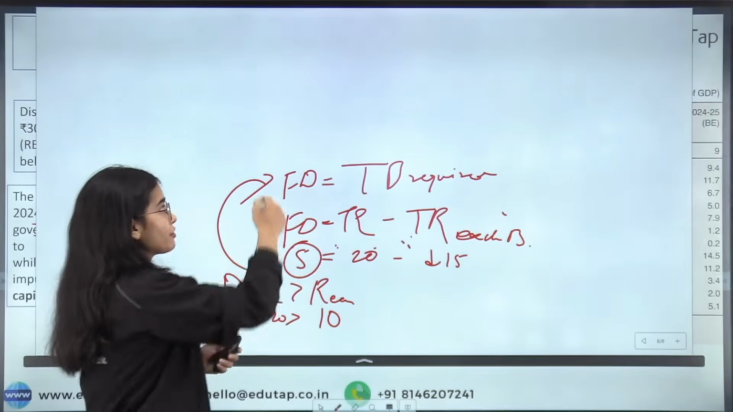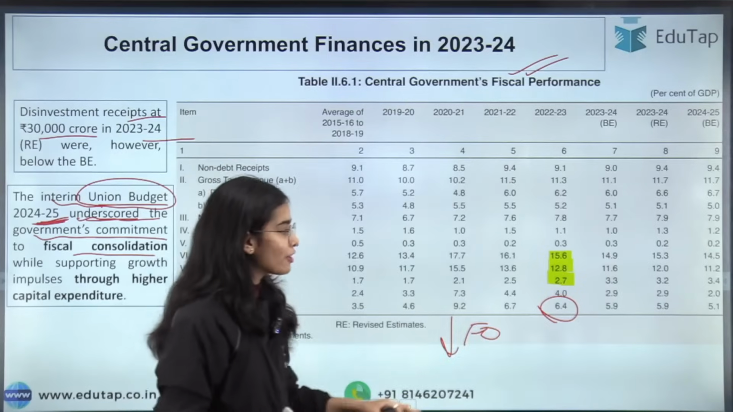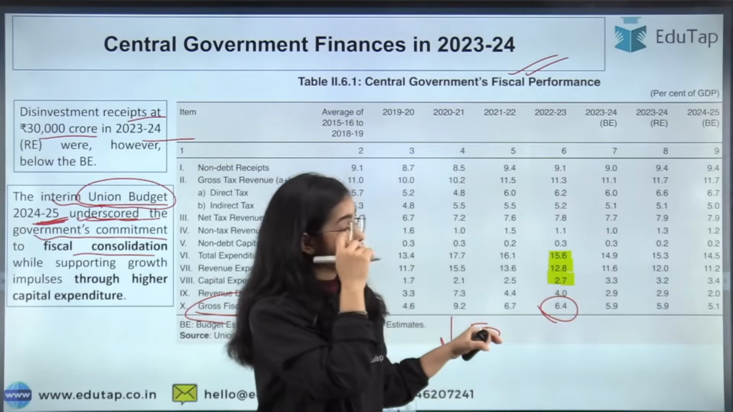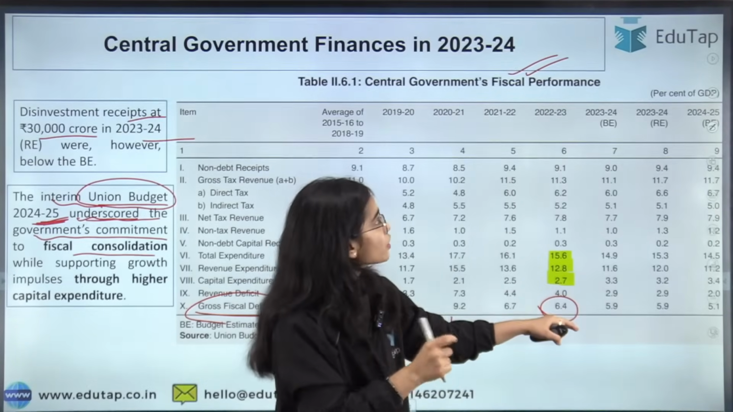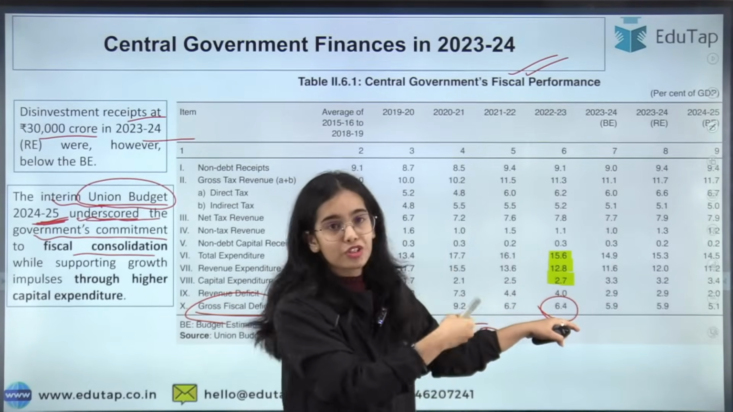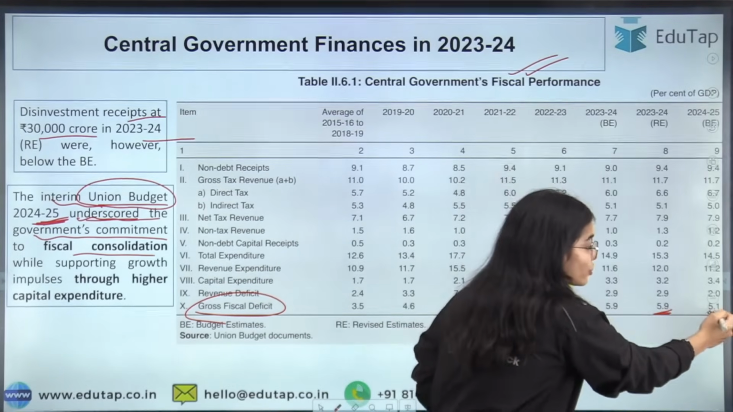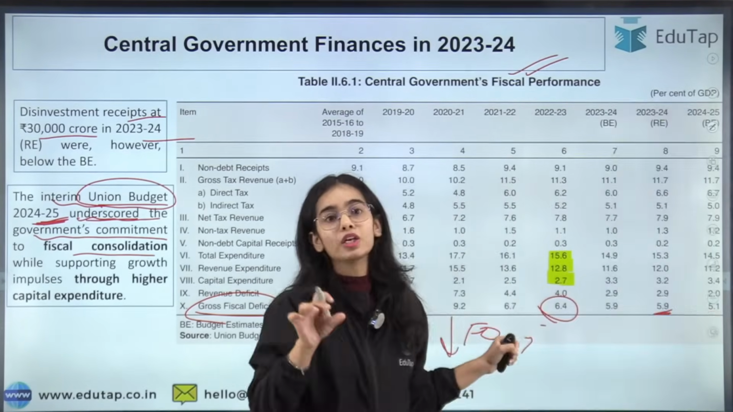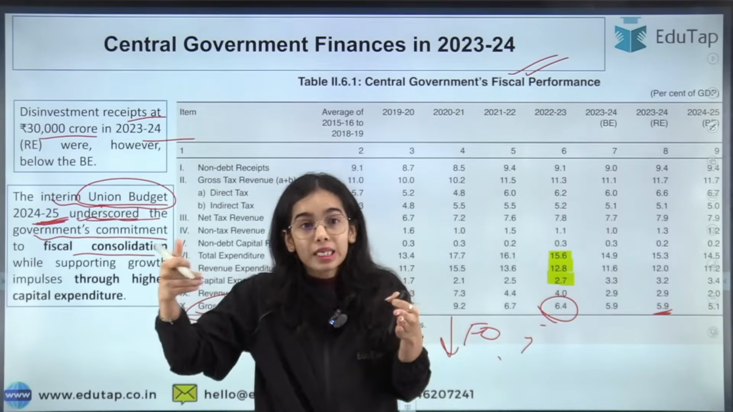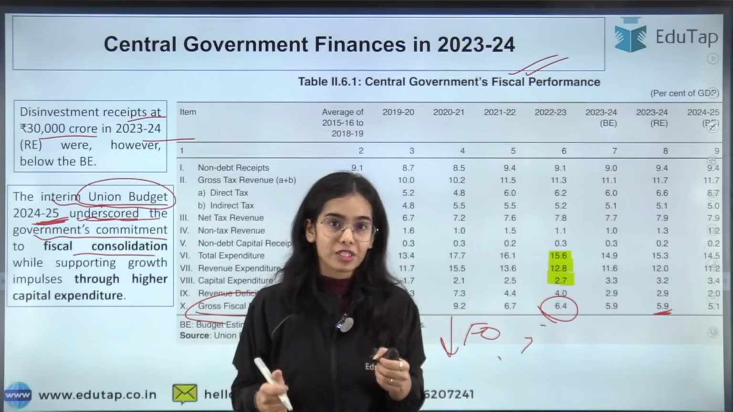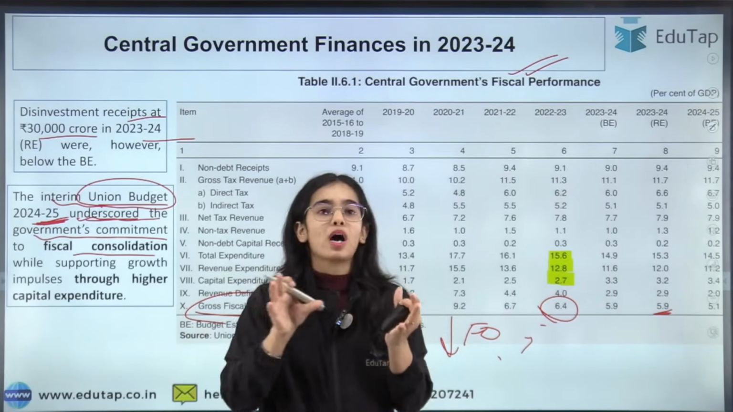So if the fiscal deficit is being reduced, the government has given the expectation that we are going to reduce the fiscal deficit from 6.4% of the GDP to 5.9% in 2023-24 to 5.1% of the GDP in 2024-25. So there is fiscal consolidation. Even further reduction is going to come in the fiscal deficit. That means even further reduction is going to come in the borrowing requirement of the government.